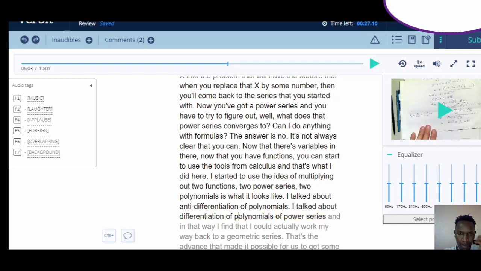Of power series. Because it's green grid, we delete the first part.